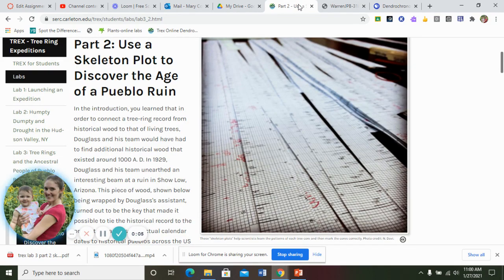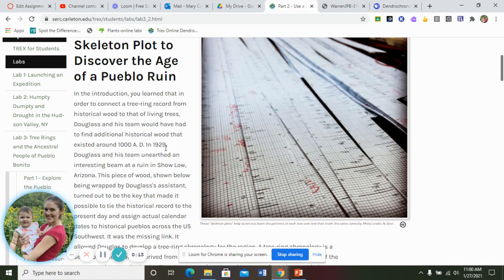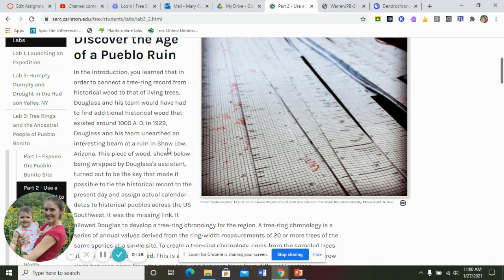Okay, so here we are in part 2 of Lab 3, and we're using a skeleton plot to discover the age of a Pueblo ruin. In the introduction, you learned that in order to connect a tree ring record from historical wood to that of living trees, Douglas and his team would have had to find additional historical wood that existed around 1000 AD.